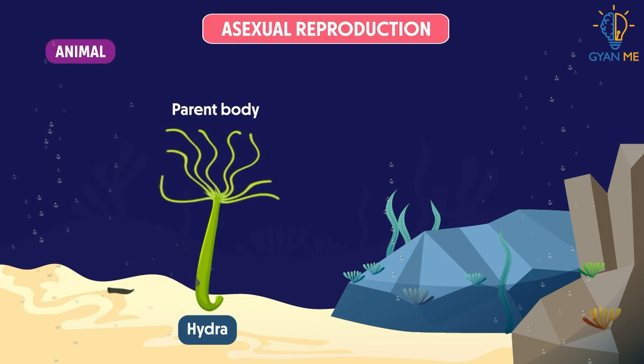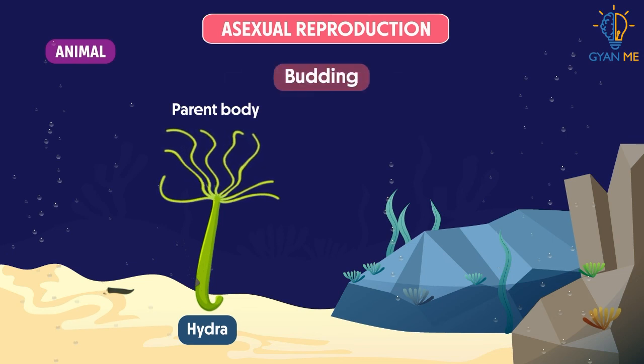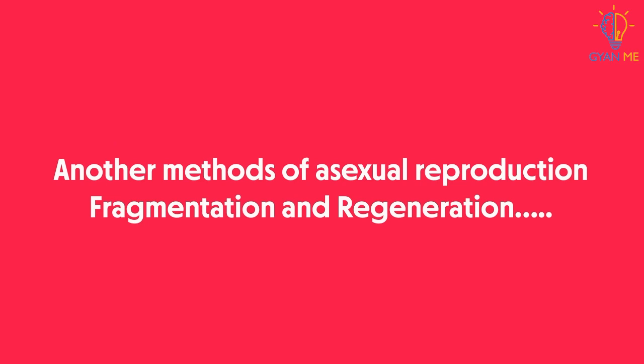So students, what we have seen is budding in this video. We will continue to learn another form of asexual reproduction, that is fragmentation and regeneration, in our next video.